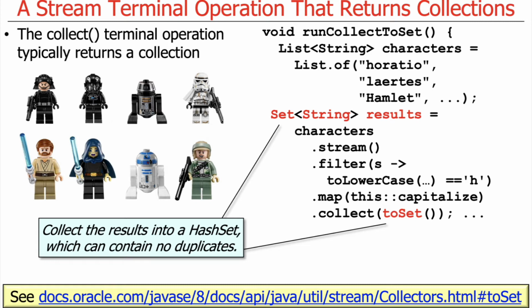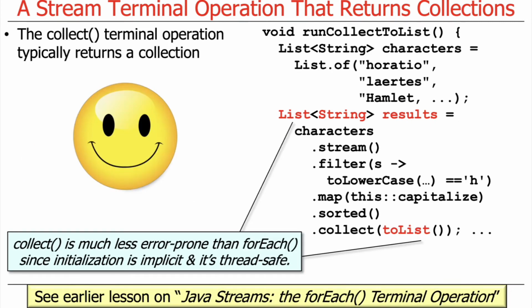Yes, sir? No, great question. The question here is, what are the ordering characteristics? Obviously if you put sorted in there, it'll be sorted. But if we were to take sorted out, then it depends on whether the collector you define has characteristics defined on it that are ordered.